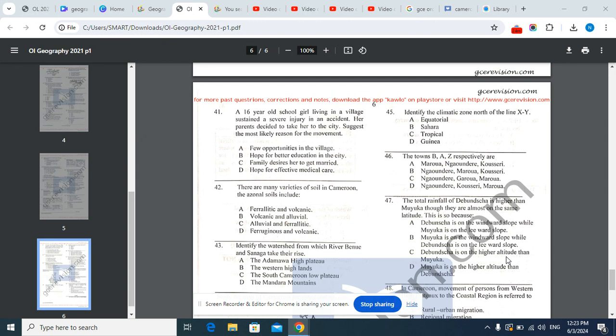Question 42. There are many varieties of soil in Cameroon. Their zonal soils include. The answer is B.